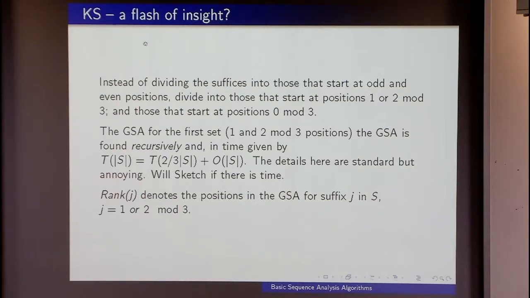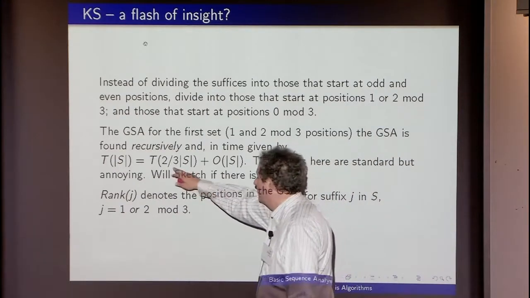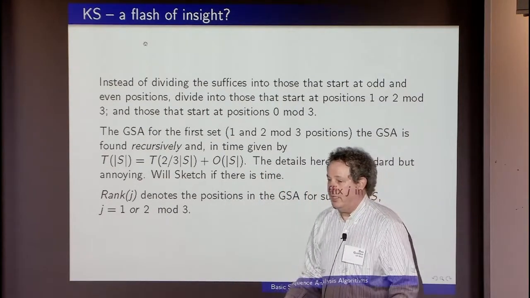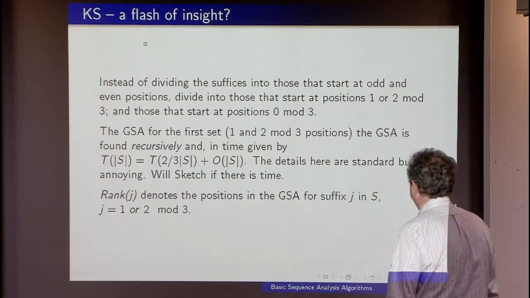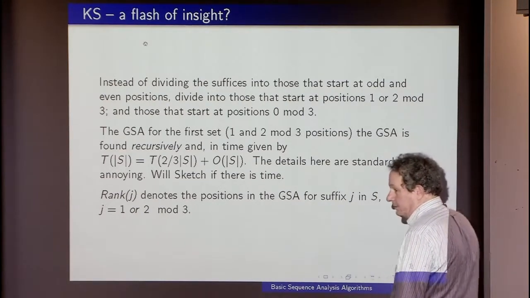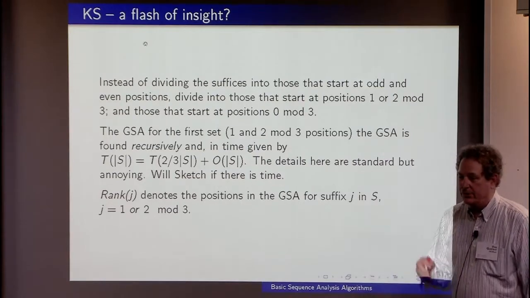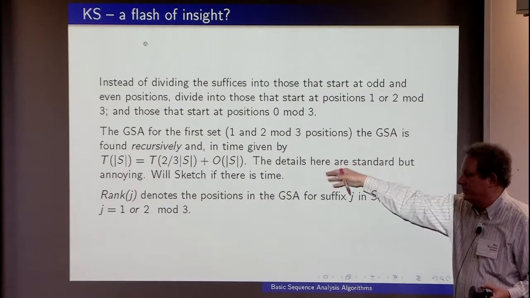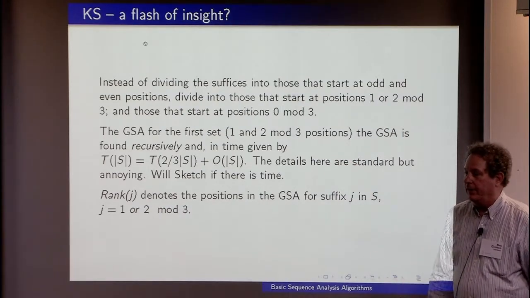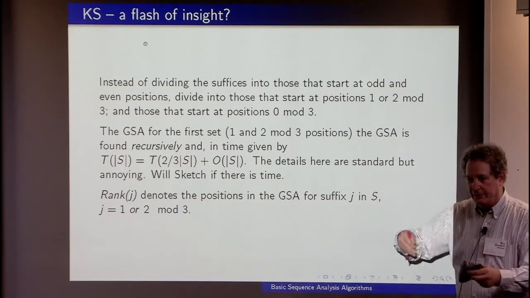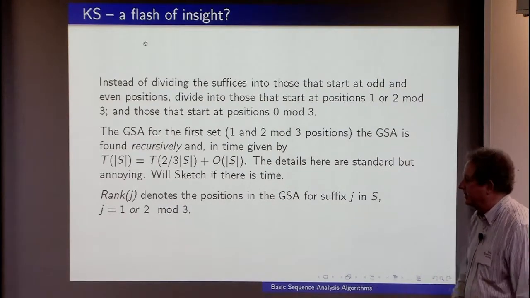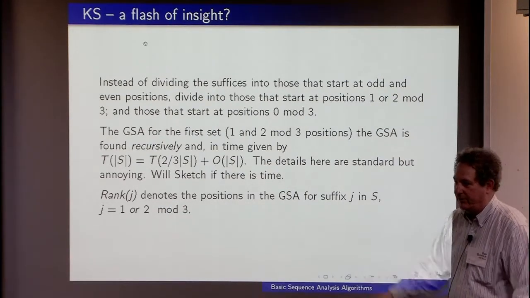What I haven't actually told you is the details of how you do the GSA of the first. I just said you do it recursively, but there are some details, and those are pretty standard but quite annoying. The real novelty, because all these pieces were in place when people were trying, was recognizing that if I divided up the suffixes in this weird way, the merge would be easy. And that's been generalized in all kinds of different ways you can divide things up.